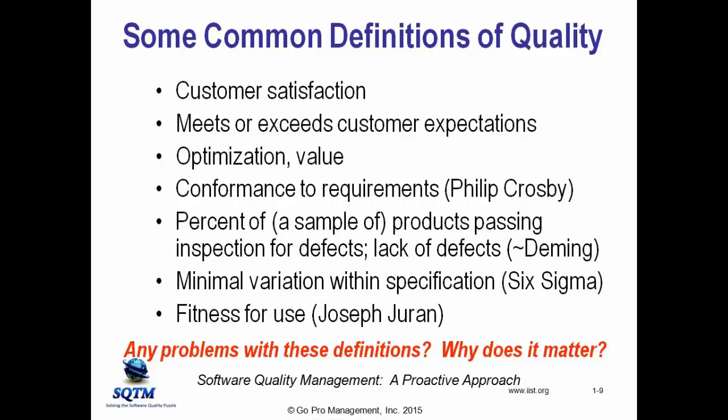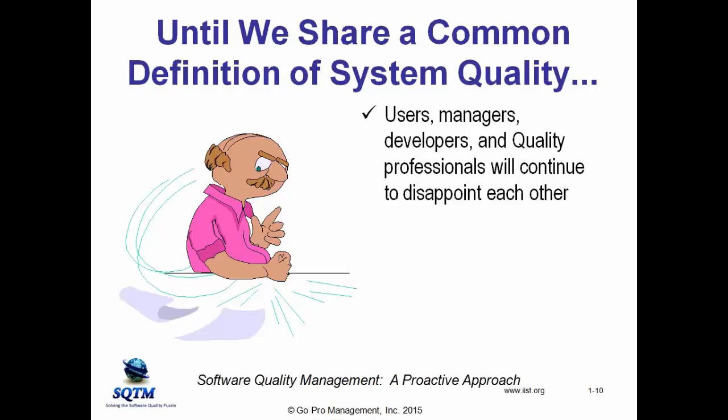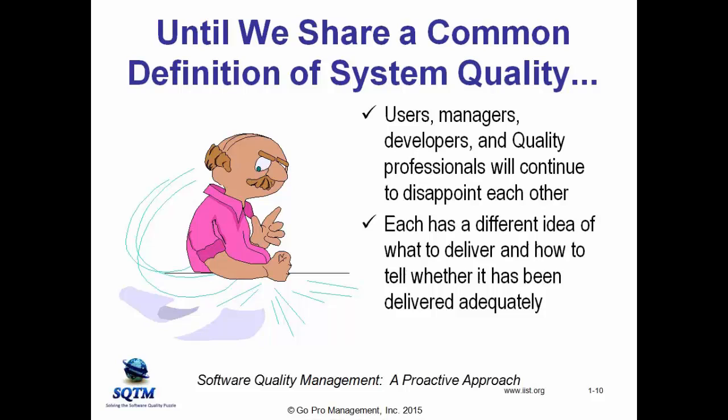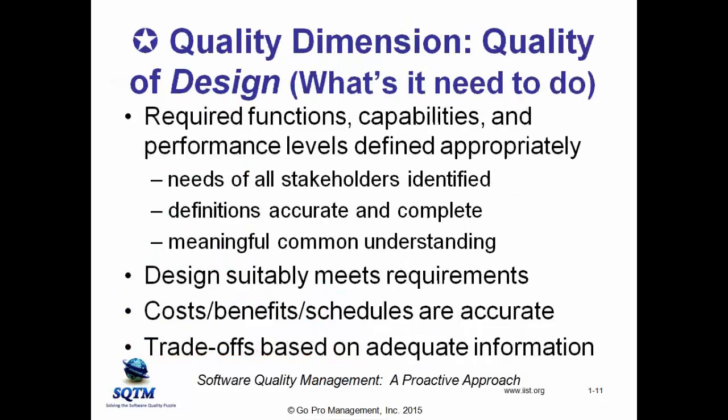So what's the message here? That if we don't know what we mean by quality, or if what we mean by it is not appropriate, then we're going to have a real difficult time producing quality. And as long as we don't have a common definition, okay, then everybody's going to be disappointed and everybody's going to be finger pointing at the others. Okay? And each one thinks that the other one doesn't care about quality. So, and we can't manage what we're doing. We need to have things defined.